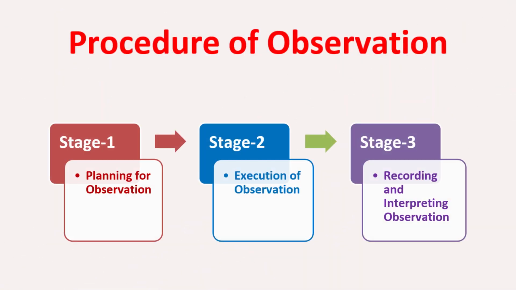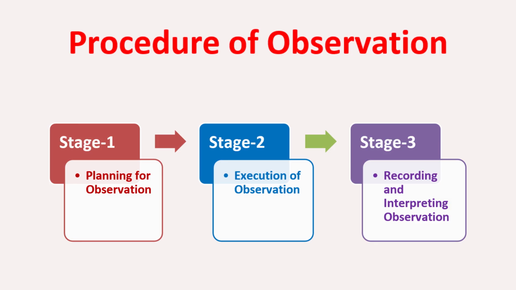So friends, three stages we have to follow for conducting observation. Stage 1 is called planning for observation. The observer has to prepare a detailed plan of what different aspects will be observed, how the teacher will observe, when the teacher will observe, in what activity, in what natural situations. So everything will be planned keeping in consideration the purpose and the objective of the observation.